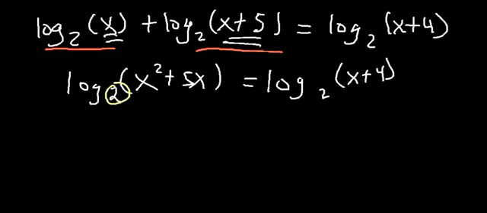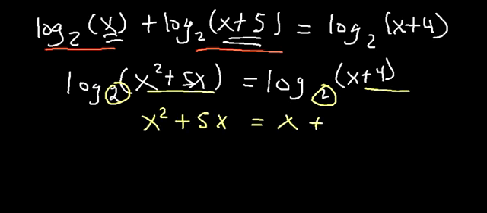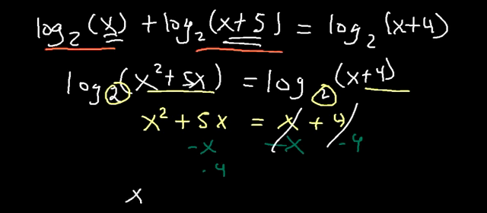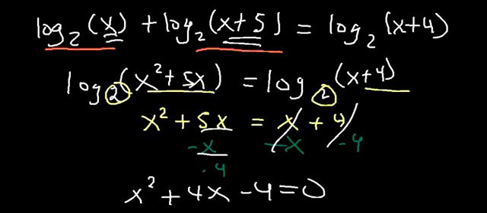Because the bases are the same, we could set these two equal to each other. So x squared plus 5x is equal to x plus 4. Notice that we have an x squared and an x to the first power. That means this is a quadratic. We may have to factor it. So let's move everything from the right side to the left side. So now we have x squared. 5x minus x is positive 4x. And we have negative 4 as well.